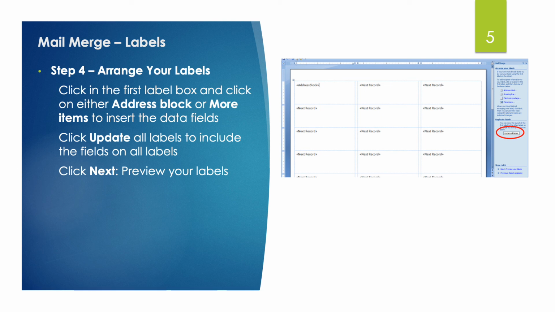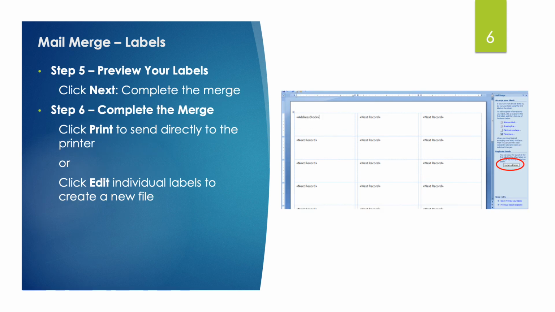Click in the first label box and click on either Address Block or More Items to insert the data fields. Click Update All Labels to include the fields on all labels. Click on Next to preview your labels. So in step 5, you would preview your labels. Click on Next to complete the merge, and in step 6, you would complete the merge.